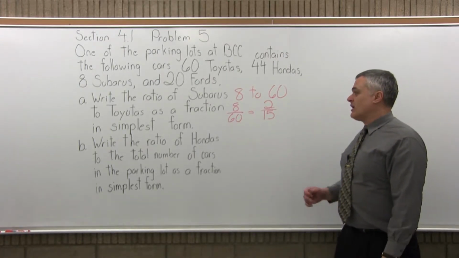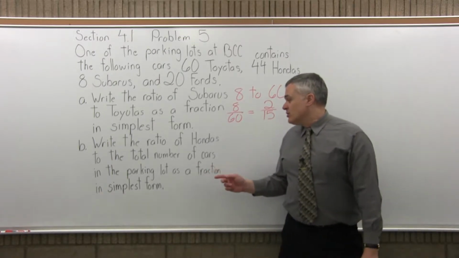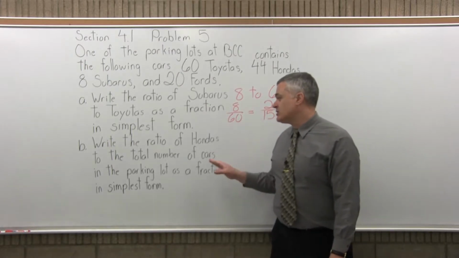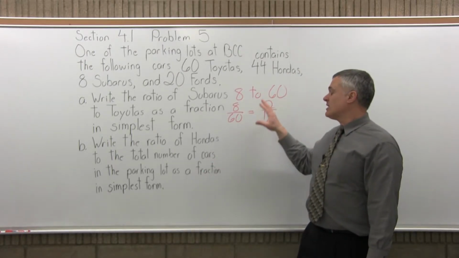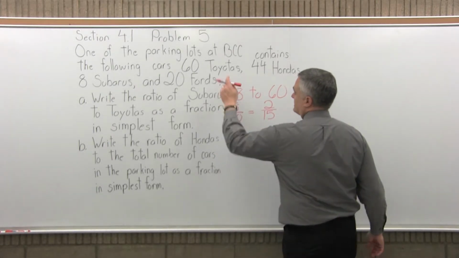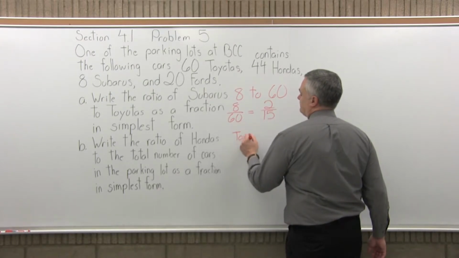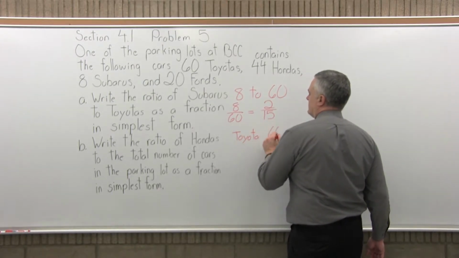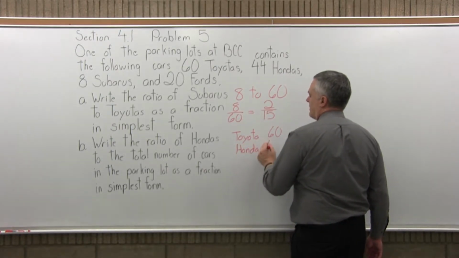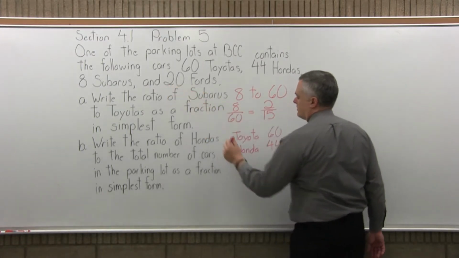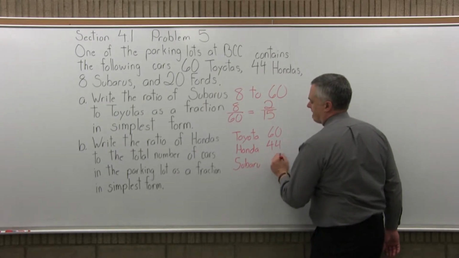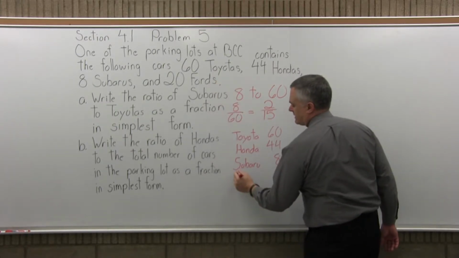Now, B, write the ratio of Hondas to the total number of cars in the parking lot as a fraction in simplest form. So we have Hondas to total. To get the total, I have some big numbers. What I can do is make a quick chart right here just to add it up and get the total. So it says 60 Toyotas, so I'll just do Toyota, 60. Honda's mentioned next with 44. Next was Subaru with 8. And Ford was the last one with 20.